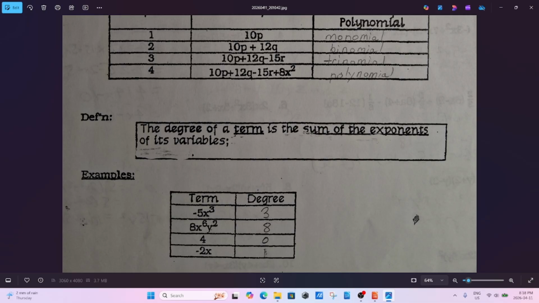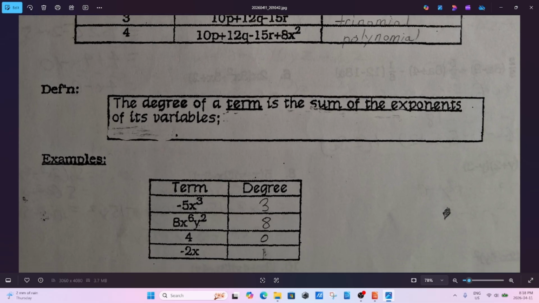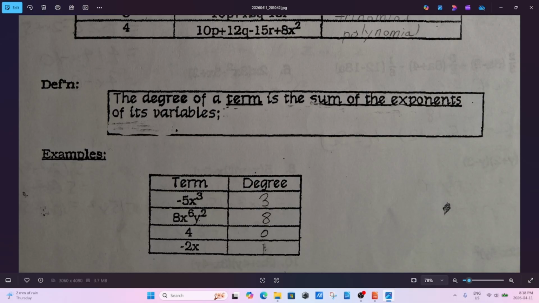And here's a definition. The degree of a term is the sum of the exponents of its variables. So for example, -5x cubed is the sum of the exponent of the variable. So x cubed is the variable, and the exponent here is just 3. So we have a degree of 3. And then we have 8x to the 6, y to the 2. And the degree is 8 because we're going to look at the first variable, which is x to the 6, and the second variable y to the 2. So 6 plus 2 is 8. So the degree is 8.